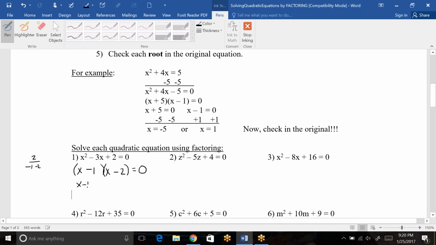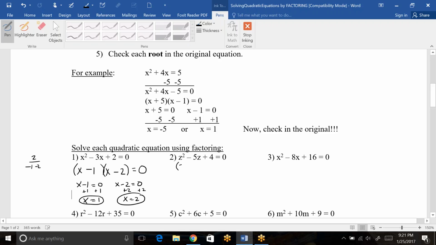We set each part equal to 0 using the zero factor theorem because this is multiplication. That is why this is what we were doing. We add the 1 over to solve this one. So 1 is one of our solutions, and we add 2 over to the other side to solve this for x. So we have two solutions for number 1, 1 and 2.